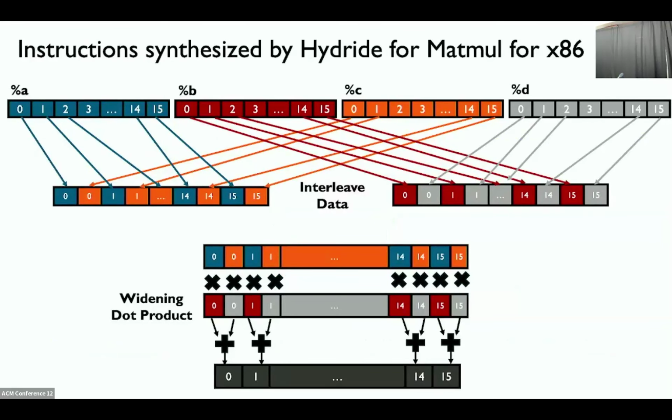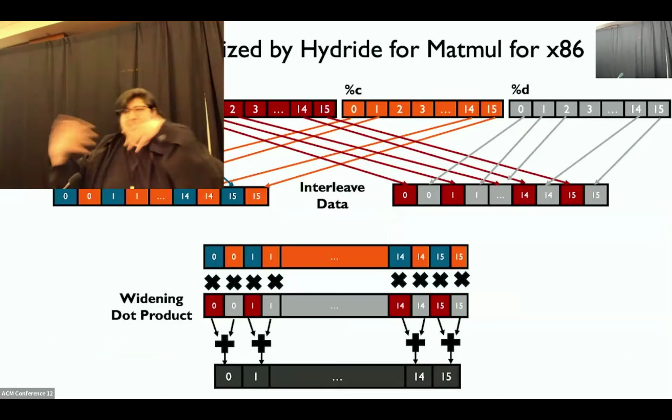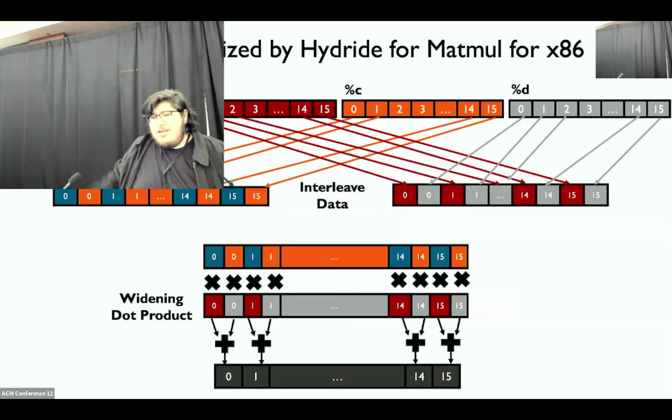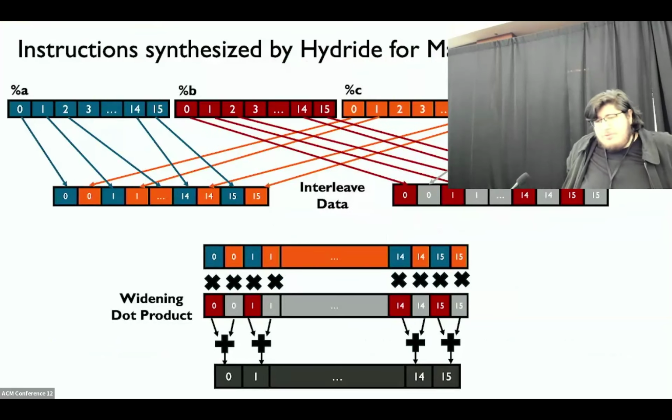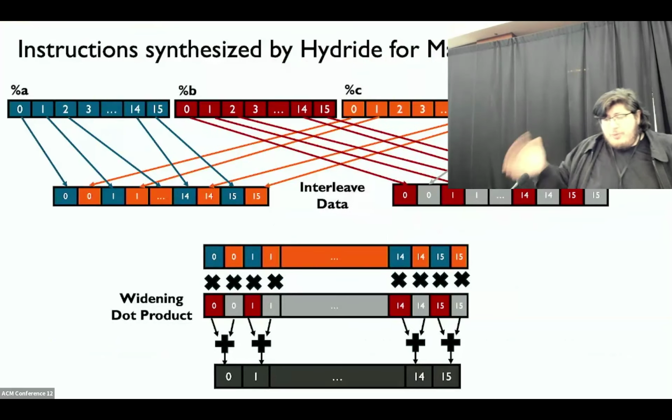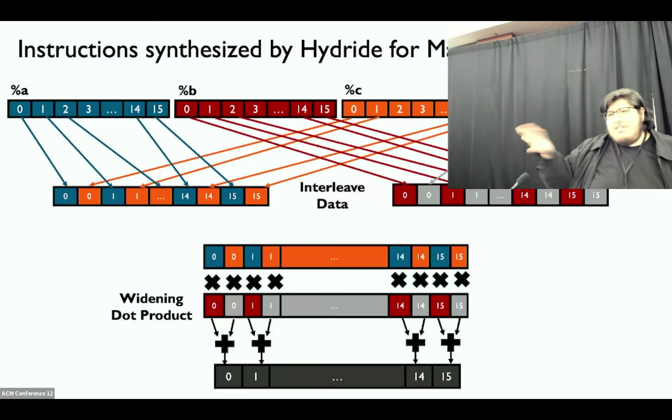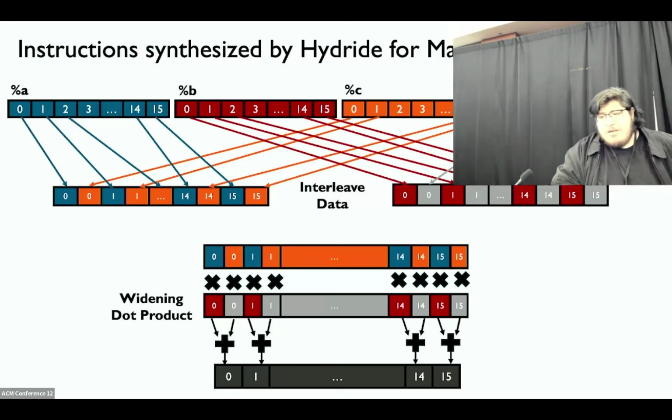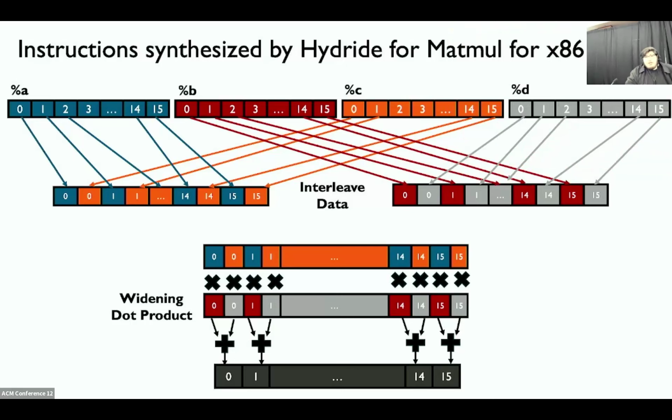And Hydride's code synthesizer can also synthesize very complex data movement and compute instructions. This slide shows you an example of a complex data interleaving pattern that Hydride is able to synthesize, and also a widening dot product instruction for a matmul kernel on x86.